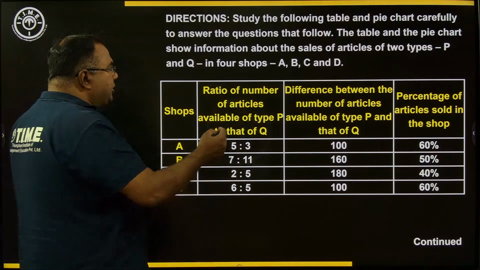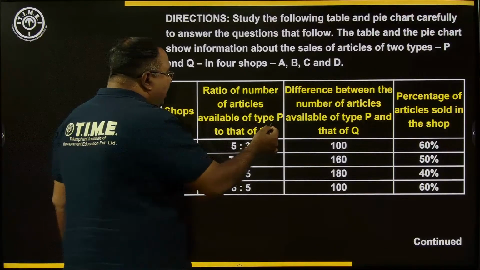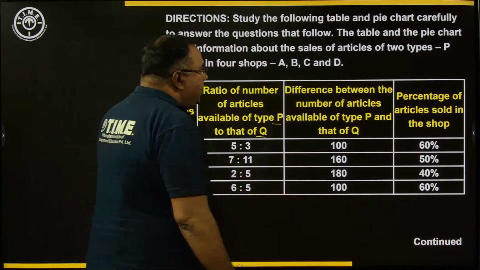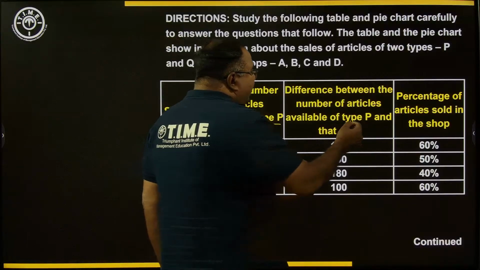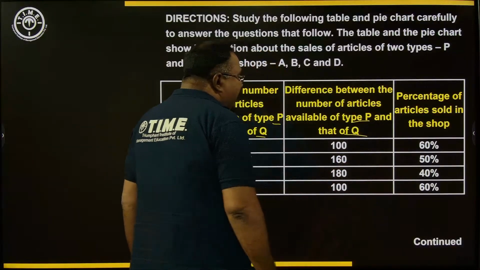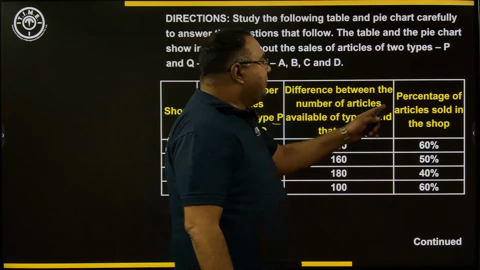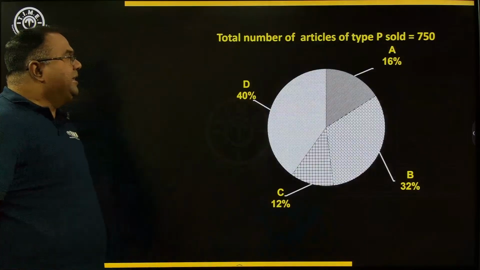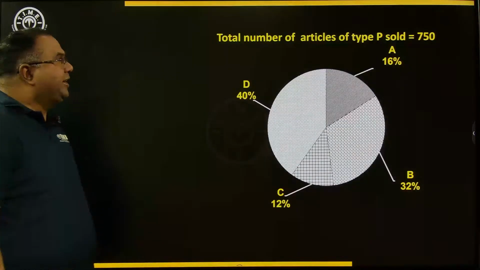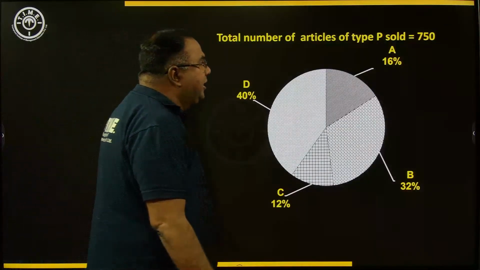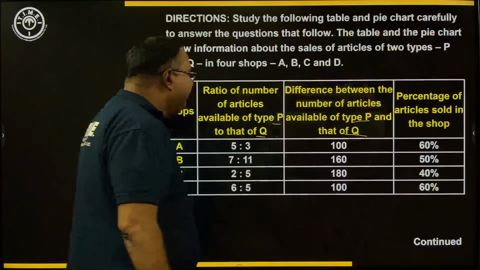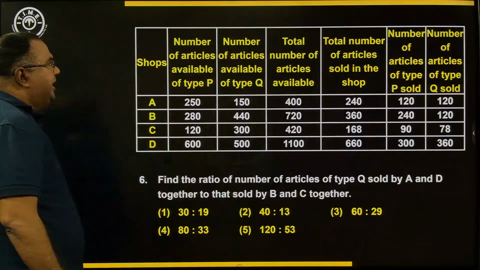The first column shows the ratio of the number of articles available, type P is to type Q. Then the difference between the number of type P articles available and type Q articles available, and the percentage of articles sold in the shop, that is given here. And the pie chart gives total articles of type P sold, 750. How much is A, how much is B, how much is C, how much is D is given here.